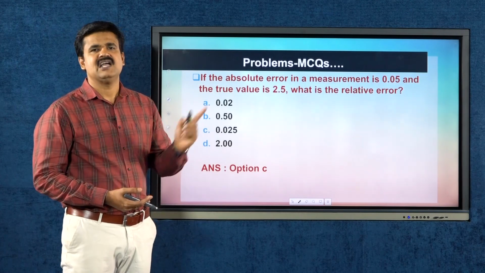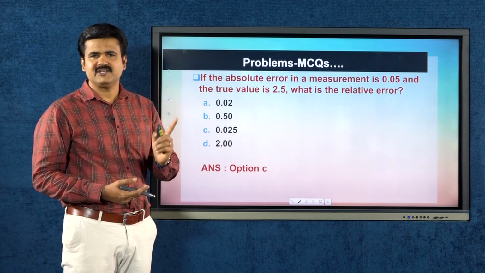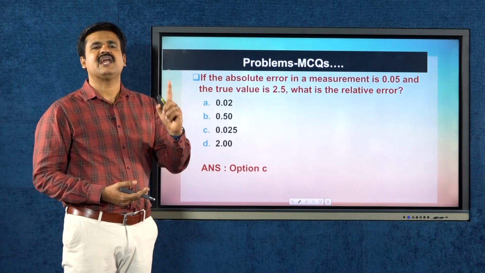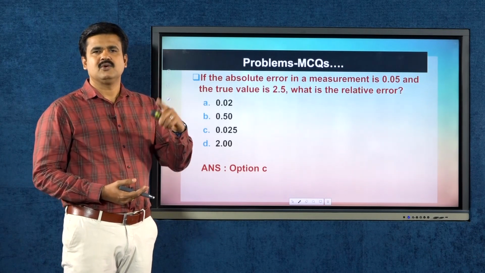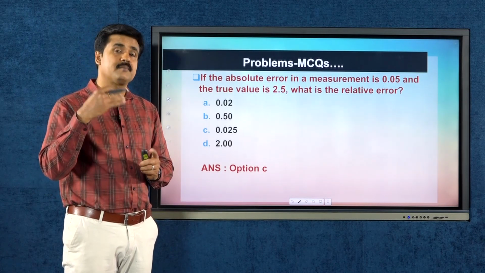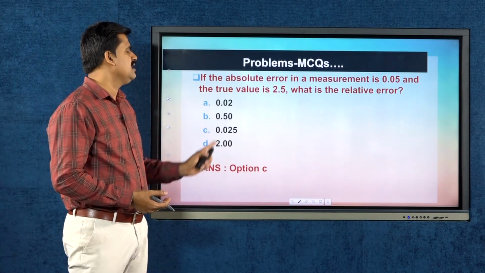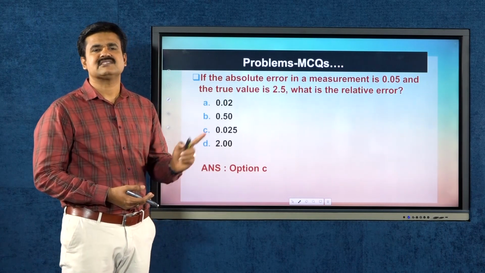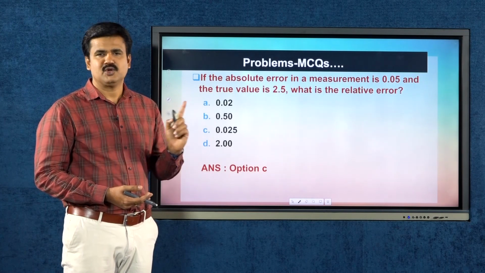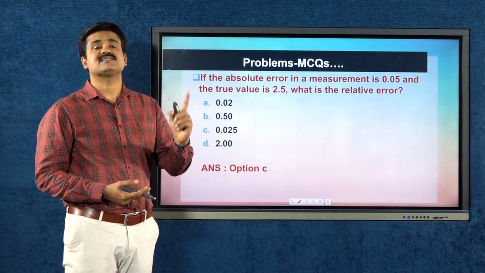Absolute error is given and true value is given. Then you have to divide this absolute error with the true value and multiply with 100. So, if you avoid multiplying with 100, you will get the direct relative error. If you multiply with 100, you will get the relative error percentage. So, in the present case the value is option C, that is nothing but 0.025. This is simply not the percentage; this is equal to 0.05 divided by 2.5, that is absolute error divided by the true value.